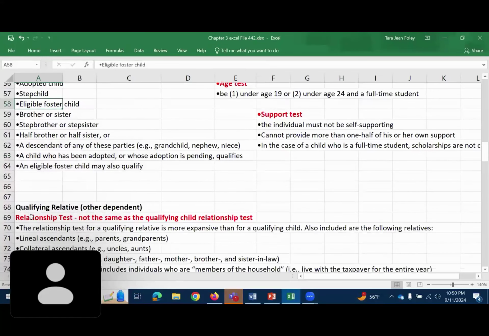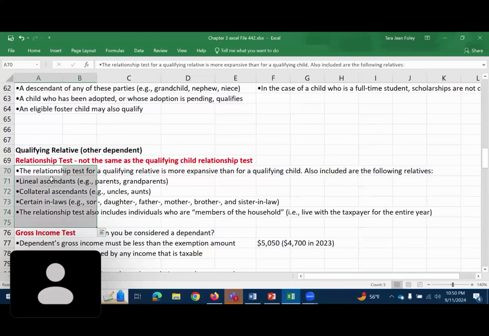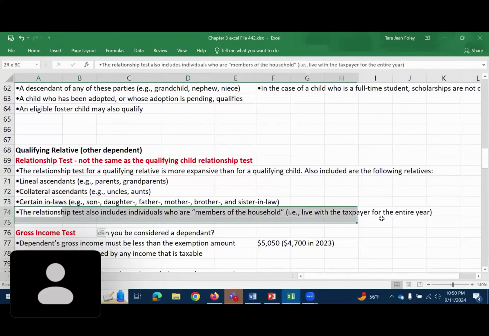On the qualifying relative, it's anybody. It could be anyone. It could be aunt, uncle, grandma, grandpa. It's even members of the household who they're not even related to.